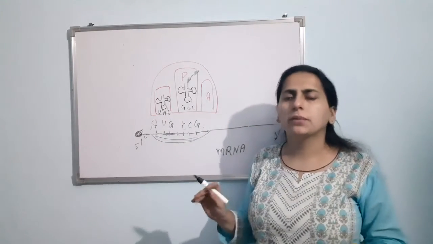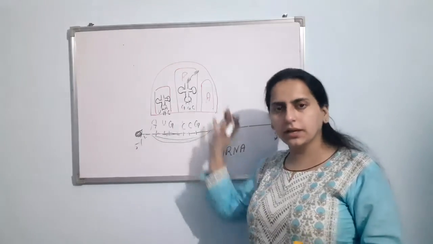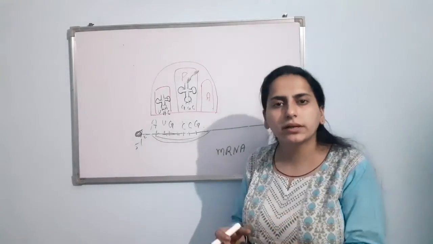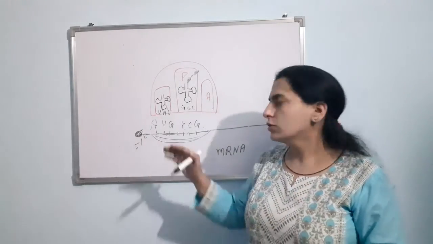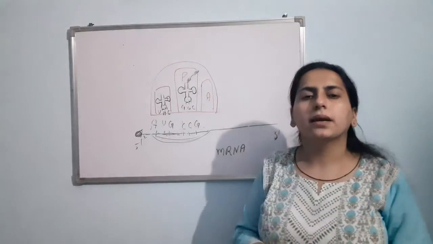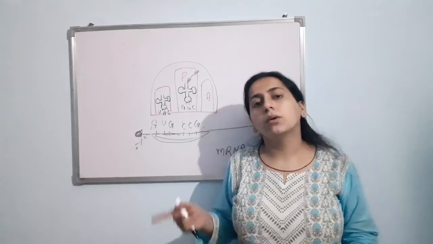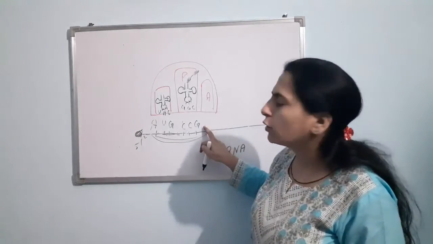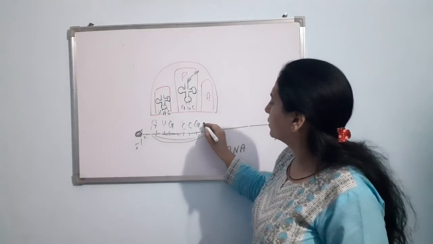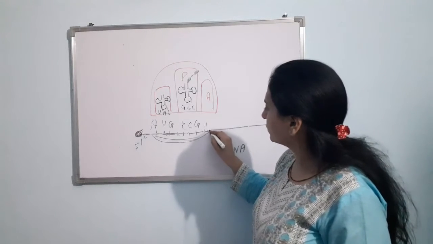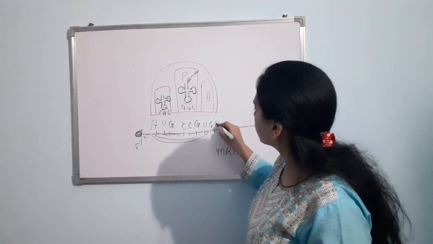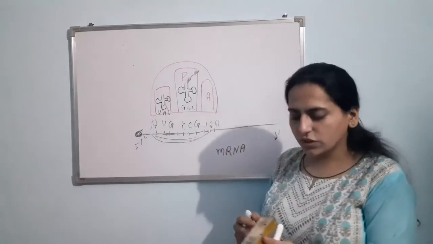Only one thing is happening: the larger subunit has jumped and moved ahead. And obviously the smaller subunit and the mRNA are attached with it. So everyone has moved a step ahead. Now, the A site is again empty. Is it fine? Now again what will happen? The A site is obviously present on a codon. Suppose the codon is UGA.